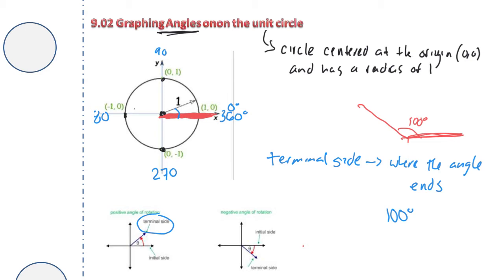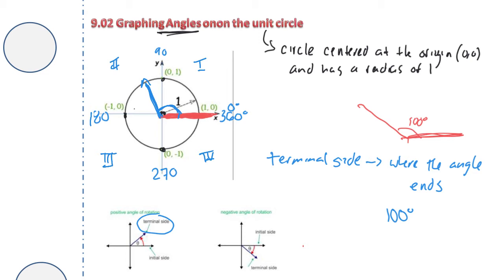So I know 100 is in between 90 and 180, right? It's 10 into this quadrant, quadrant 2. So there's quadrant 1, quadrant 2, quadrant 3, and quadrant 4. So here's a 100-degree angle if I drew it.